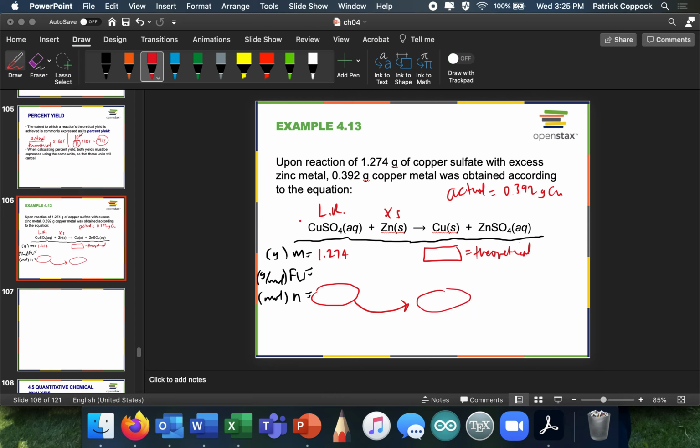Because we only know it's a 1 to 1 to 1 to 1 ratio. We don't know the ratio of mass to mass. So I've got to go this way. All right, so first of all, let me calculate the moles of copper sulfate.